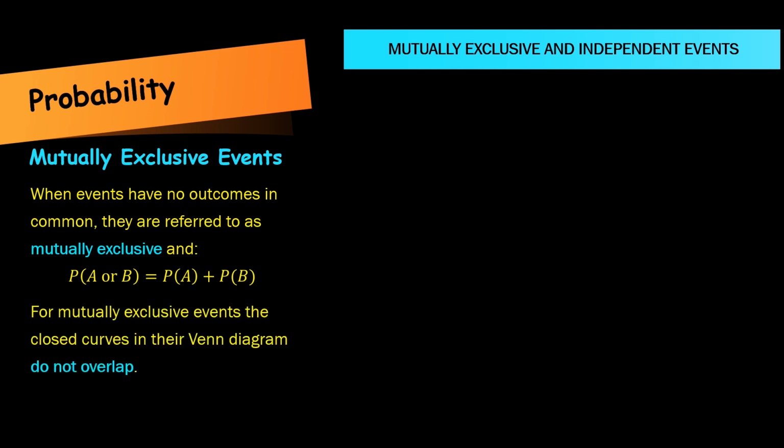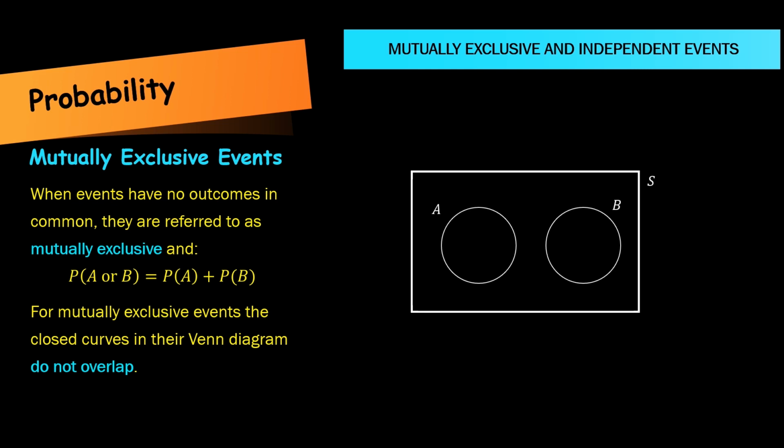For mutually exclusive events, the closed curves in their Venn diagram do not overlap and will look something like the sketch you can see on your screen now. So we have the sample space S, we have the event A in one circle, and we have the event B in another circle, and there's no common area between the two.